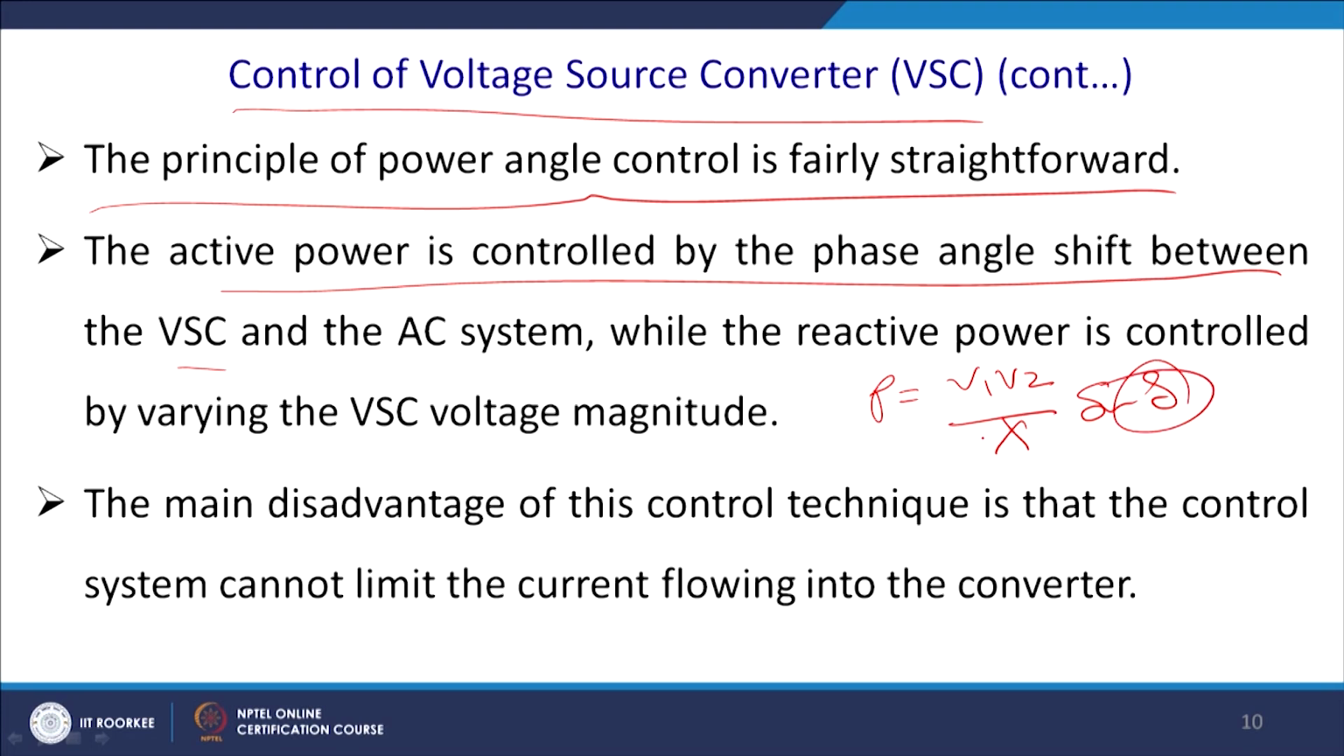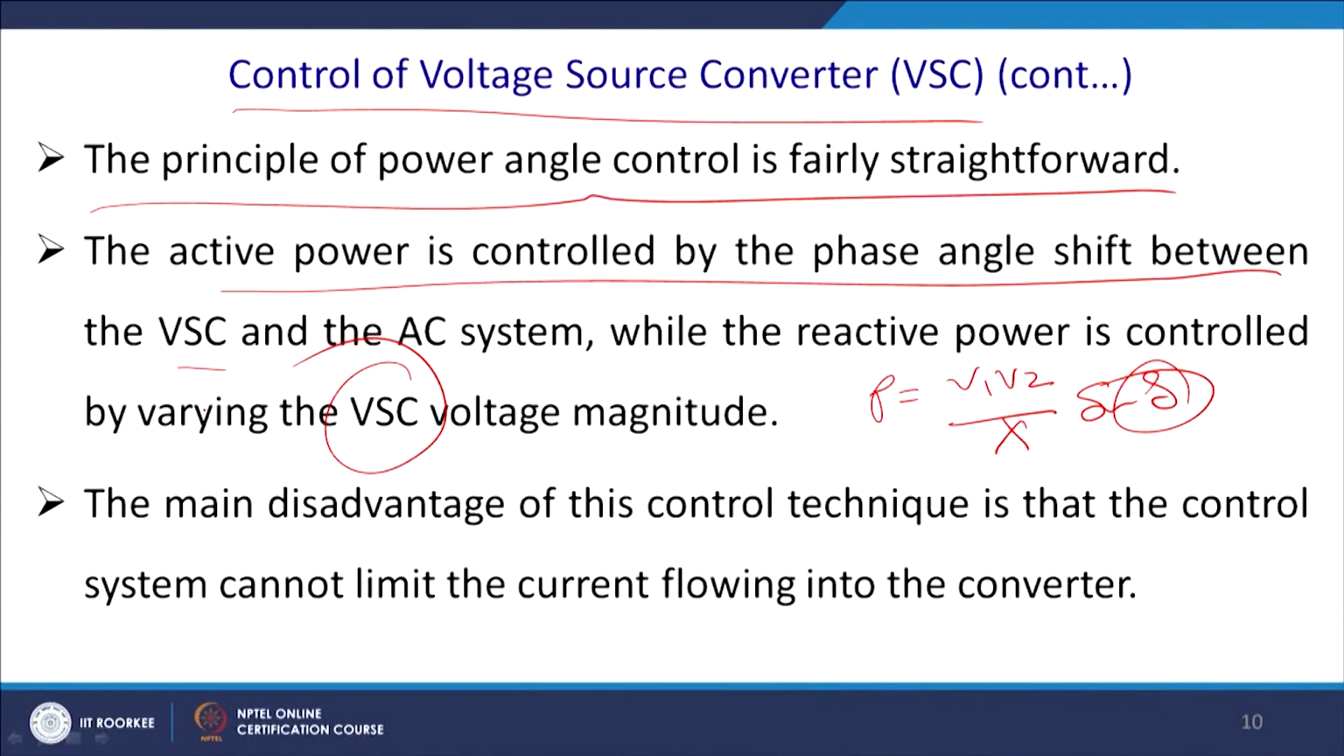The challenge is that if it is a short transmission line, generally the phase angle is very small, while the reactive power is controlled by varying the VAC voltage magnitude. Generally the same thing we have done in the case of rotating machines.